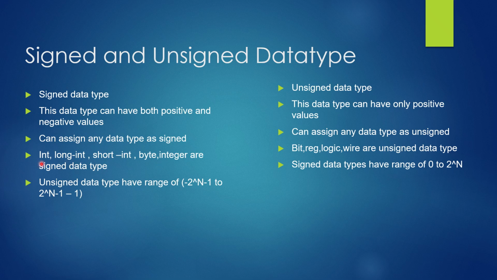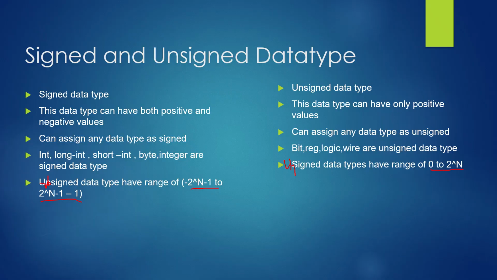Here the data types int, long int, short int, byte and integer are the signed data types. Here bit, reg, logic and wire are unsigned data types. Here it should be signed, I made a mistake, here it should be unsigned. Okay, the range is the same. For signed data types, the range is minus 2 power n minus 1 to plus 2 power n minus 1 minus 1, and for unsigned data types we have a range of 0 to 2 power n.